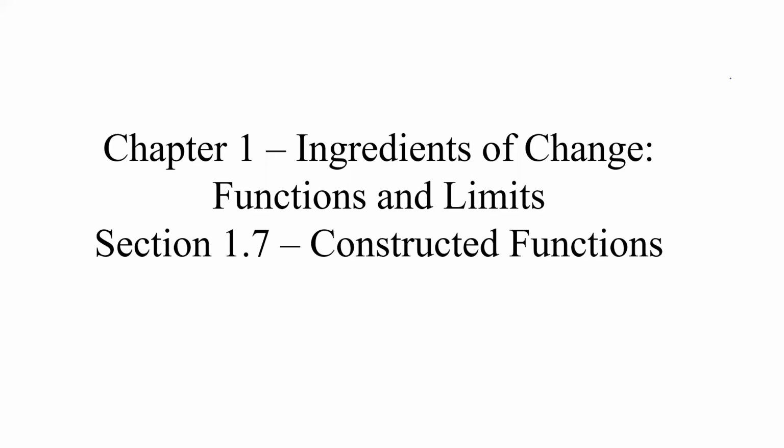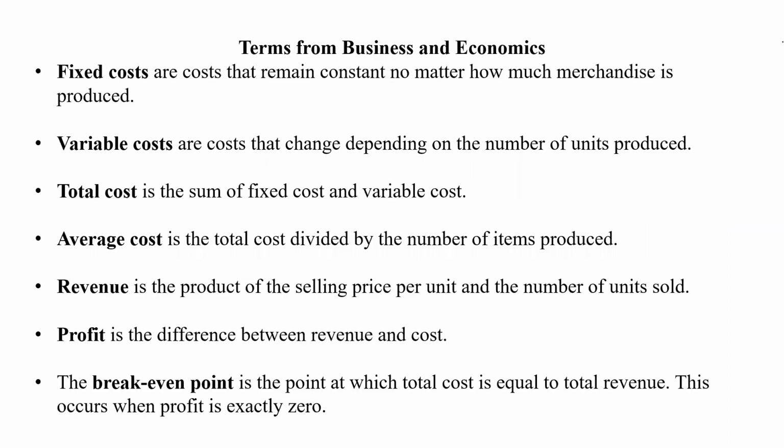All right, so here we are in chapter 1 on ingredients of change, functions and limits, and we're in section 1.7, constructed functions. So let's start with some terms from business and economics. We have fixed costs. Now these are costs that remain constant no matter how much merchandise is produced, and that could be your rent or electricity or whatever.